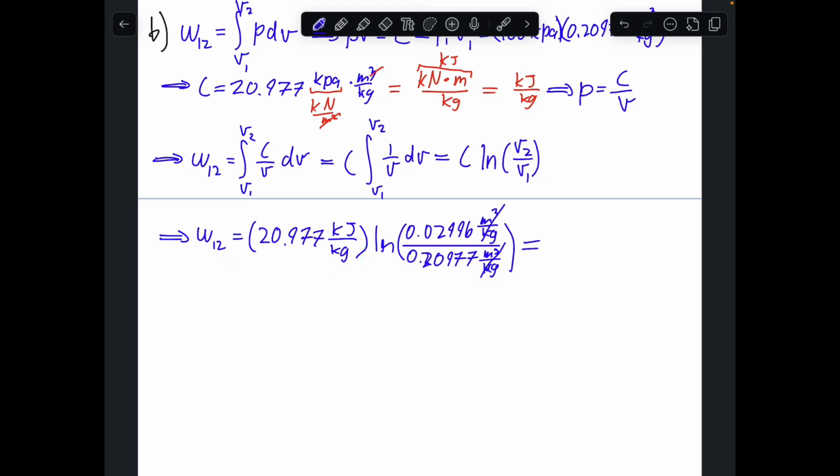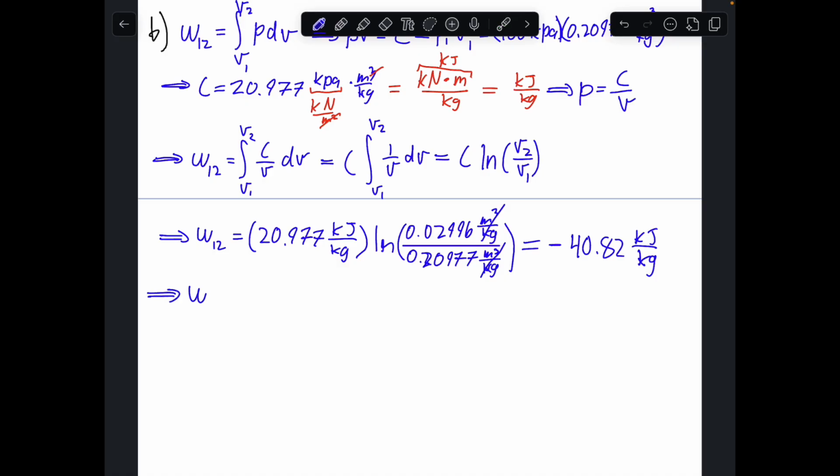And the final answer for the work from 1 to 2 is negative 40.82 kilojoules per kilogram. Okay, so this is the value for our specific work, but remember they wanted it in kilowatts, not kilojoules per kilogram. So we need to convert this kilojoules per kilogram to kilowatts, and the way that we can do that is multiplying by our mass flow rate.